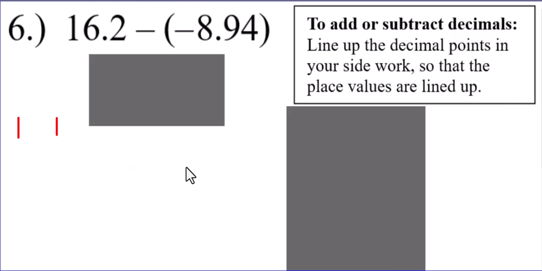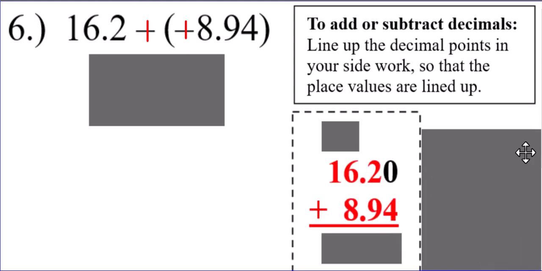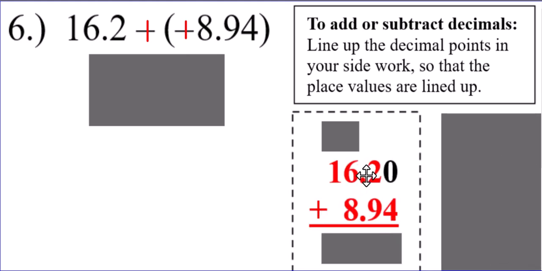And then we get number 6. First thing you should do, subtraction is the same as adding the opposite. Now, when you add decimals, you are going to want to do some side work, and you're going to want to line up the decimal points. And to line up the decimal points, you're going to have to make 16.2 written as 16.20, so that way the place values nicely line up, the decimal points are lined up, and now we can go ahead and add.